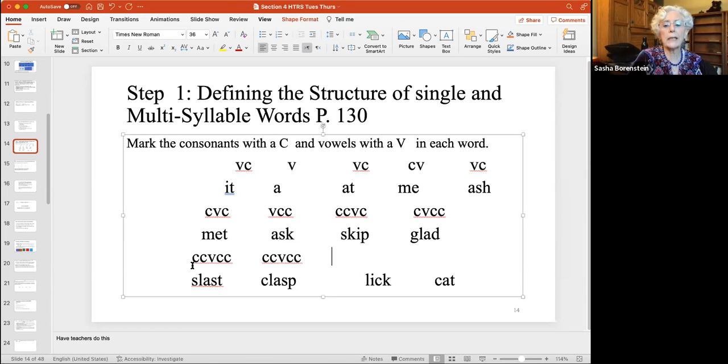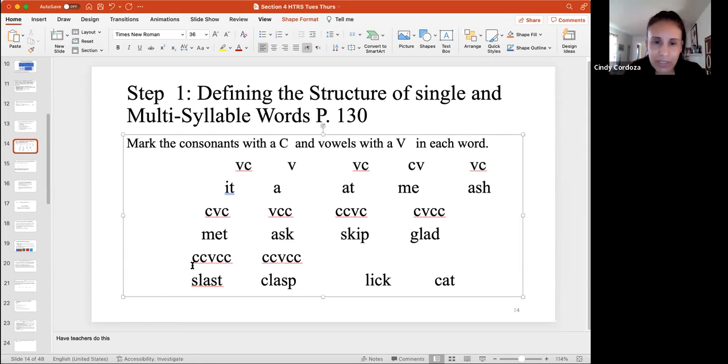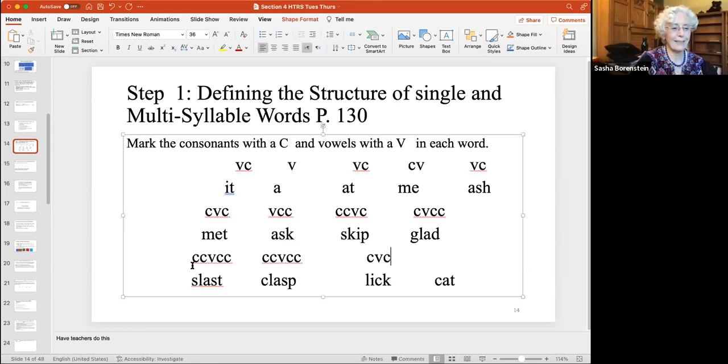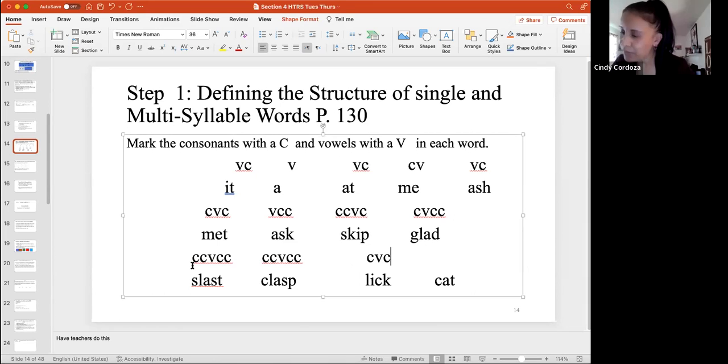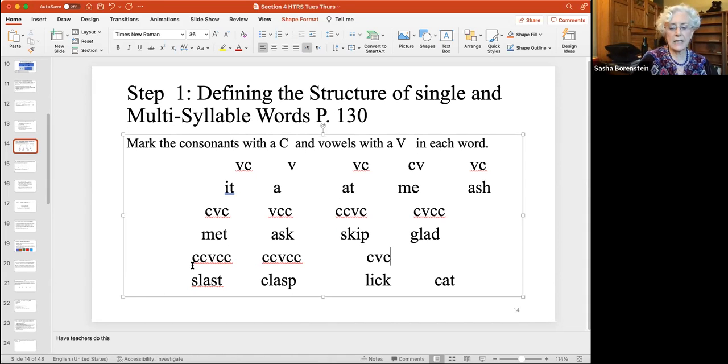What about the word lick? Lick would be consonant, vowel, consonant because CK makes one sound. Bingo. Accurate. Okay, and is that a simple one syllable or a complex one syllable word? That is simple because it makes one sound. Yes, it is. And then CAT, right? That's CVC. Yeah.